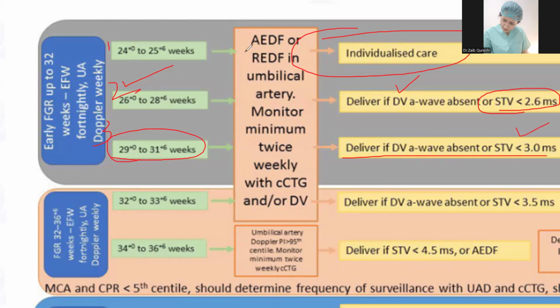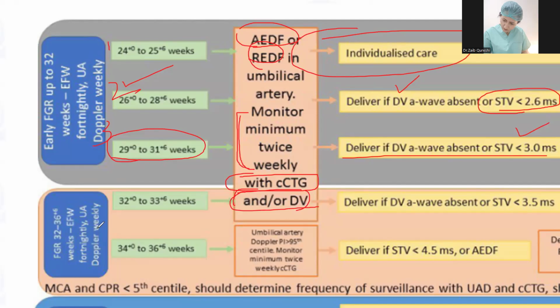All right, clear this part? We have done Doppler. And if there is any absent or reduced end diastolic flow, we will monitor them twice weekly. Otherwise it is weekly. Clear? Along with, we will do CTG and ductus venosus Doppler, because we don't know, anytime we need to time the delivery in the preterm birth.